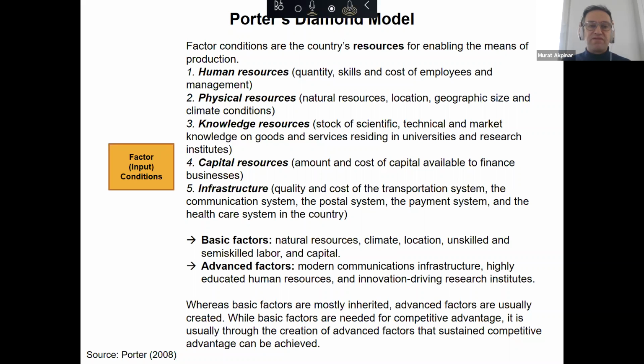We can differentiate between basic factors and advanced factors. Basic factors are mostly sources of inherited prosperity. So what could basic factors mean? They could mean, for example, the infrastructure. If you think about the railroads, the postal system, the communication, transportation system, payment system. Nowadays, when we think about France, Germany, and Finland, we can imagine that the infrastructure is pretty much similar and quite good in these 3 countries.